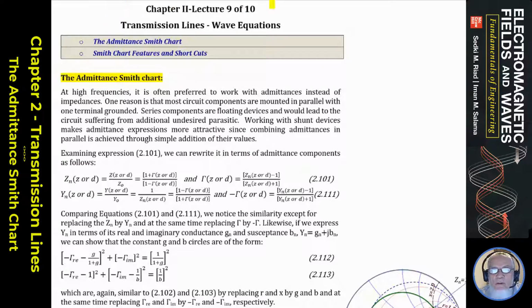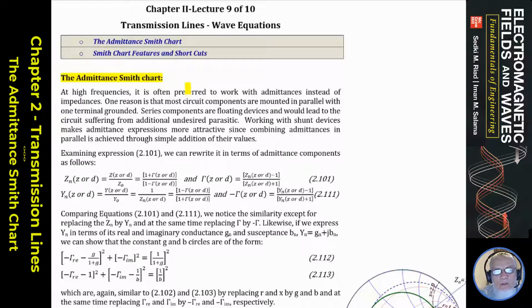Hello, Lecture 9, Chapter 2 about transmission lines, and this lecture is going to talk about the admittance Smith chart as well as some of the features and shortcuts that we use with Smith charts. So we'll start with the admittance Smith chart.